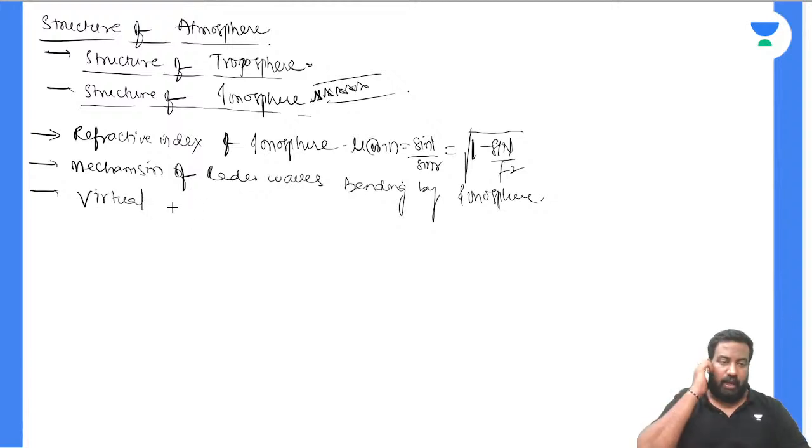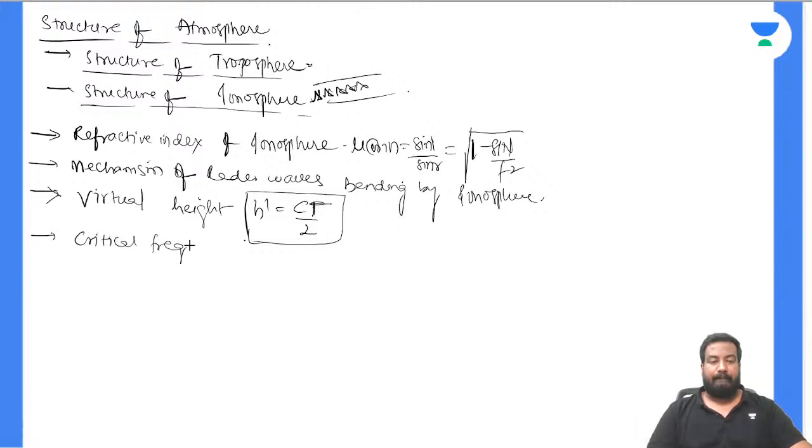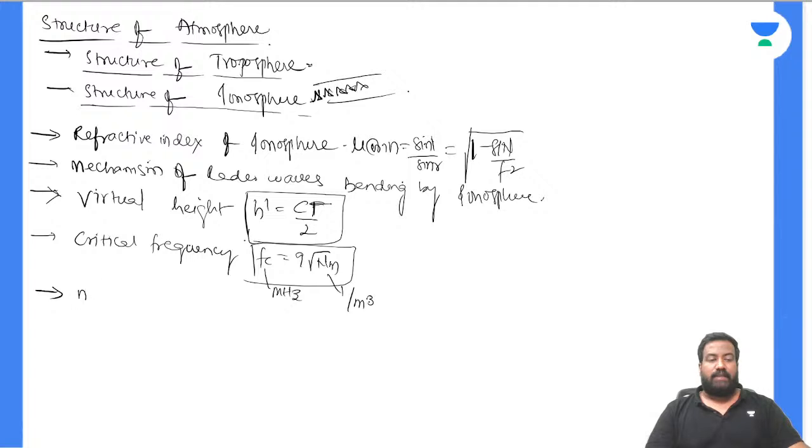We discussed the concept of virtual height. H prime, we derived it as cT by 2, where T is the two-way time taken for an impulse signal sent vertically upward to reach there and come back to the earth surface. Seen expressions for critical frequency: fc equals 9 into under root of Nm, fc measured in megahertz and Nm the ionic density per meter cube. Then we have seen maximum usable frequency.